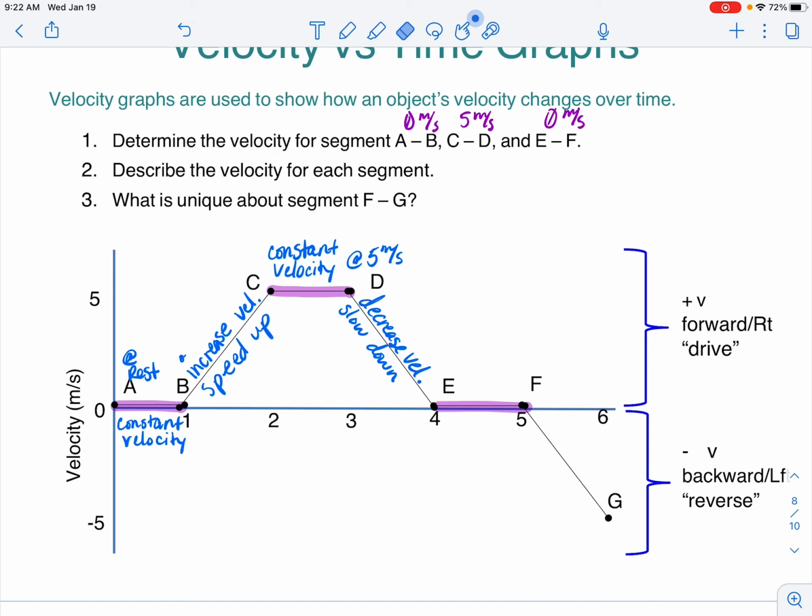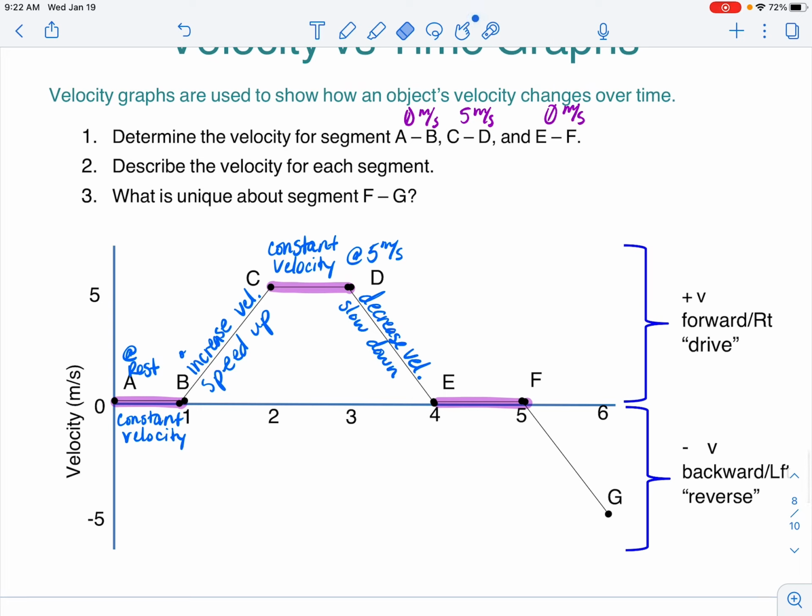So now when I get to segment EF, I am at a constant velocity of 0. So we would say that our object is at rest here. Again, you could say a constant velocity, but we'd have to be specific of 0 meters per second here, okay? Now, when we look at segment FG, this one is the tricky part.